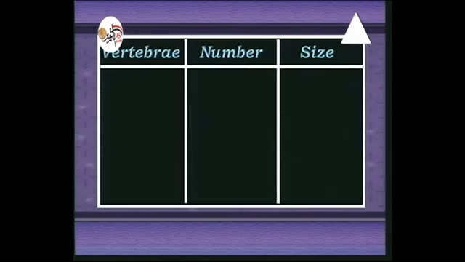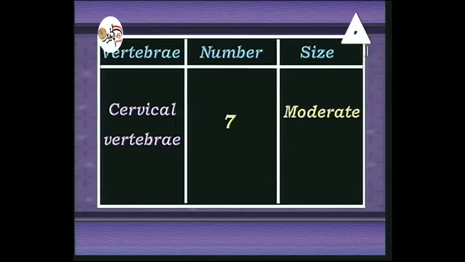We have a table here to show you the vertebra, the number of vertebrae, and the size. I'm starting with the number. What's the number of each vertebra? Well, we have 4 different types. Cervical, they are 7. And they are moderate in size. They are not very big or very small, but medium in size. They are called cervical vertebra.